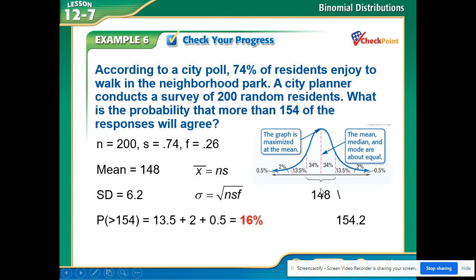So 148 in the middle, and now I'm going up 6.2. We get 154.2, which is basically that 154 value that we want. We want the probability greater than 154. So we're talking about this line right here and all the numbers that are bigger than it, 13.5, 2, and 0.5, adding up to be about 16%.